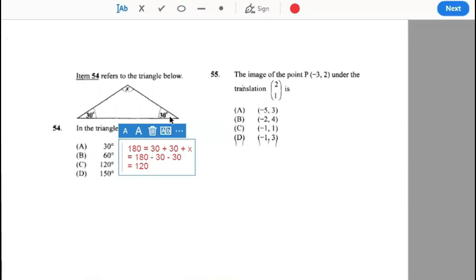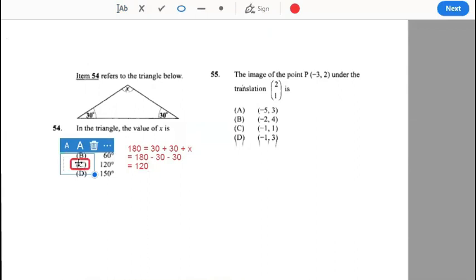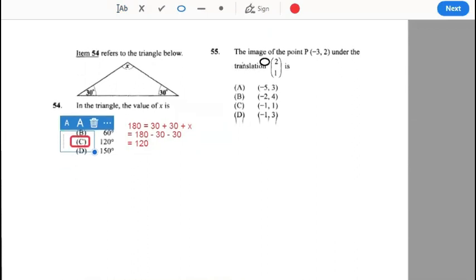And they have given us 2 of those angles already, which is 30 and 30. So it's 30 plus 30 plus X, which is what we're trying to find. So we're now making X the subject of the formula. So it is 180 minus 60, equal to 120 degrees.